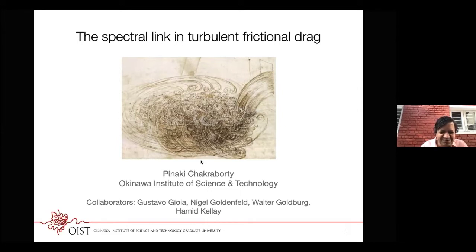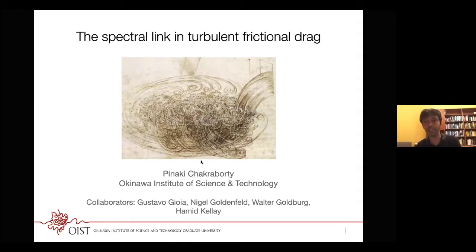Okay, Pinaki, all yours. Well, thank you very much, Mahendra, for the kind invitation as well as the introduction. I'm going to talk about this area that we call the spectral link. I'll introduce the basic concepts and illustrate with a few examples.